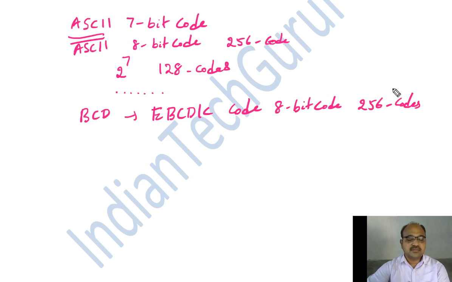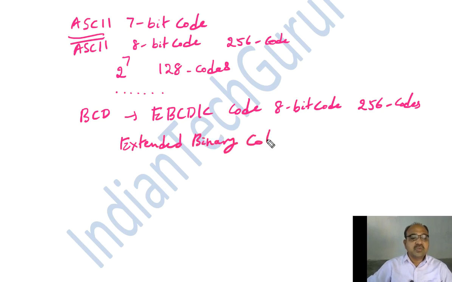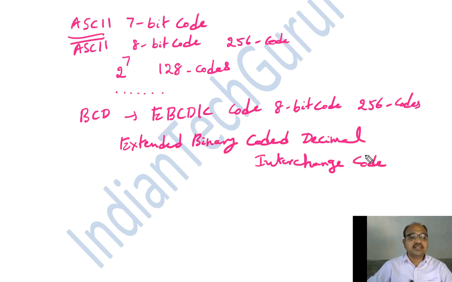We should know the expansion for EBCDIC. EBCDIC means extended binary coded decimal interchange code. I already said what is meant by ASCII, American Standard Code for Information Interchange. So BCD has been expanded to EBCDIC with an 8-bit code.